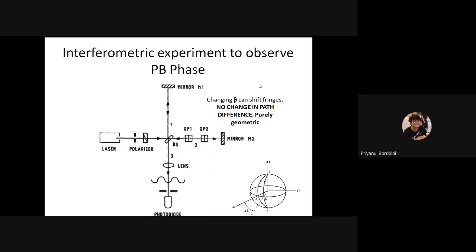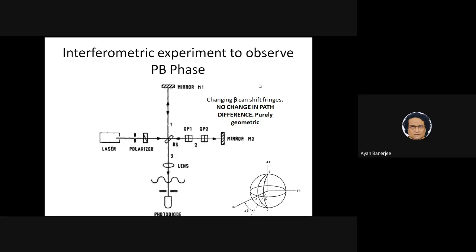Of course, that would change the optical path. No, the optical path is undisturbed. You absolutely don't change the optical path. It's just that you rotate the optic axis so that it traverses some path on the Poincare sphere. Okay, so that is the beauty of this.